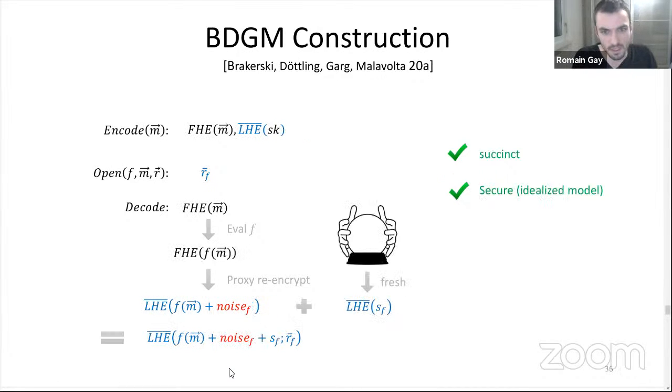But then they say, okay, suppose you have this oracle that when invoked spits out a fresh LHE encryption of some smudging noise. Then that's great. You can just add this to the LHE, and essentially the smudging noise will destroy every information about this FHE decryption noise. So that's secure, but it's an idealized model. So then they show how to heuristically implement this oracle that's generating this fresh smudging noise.